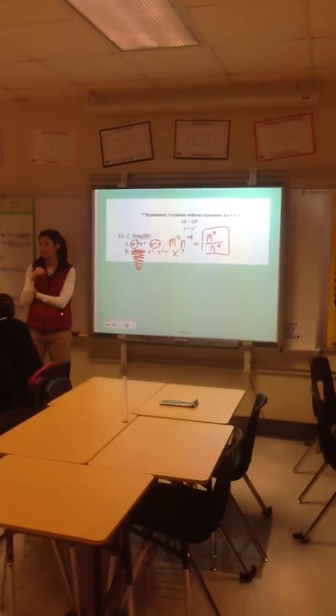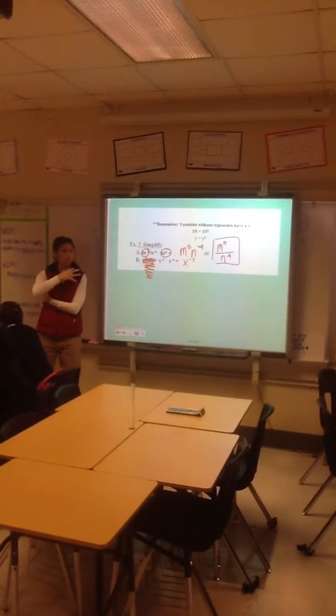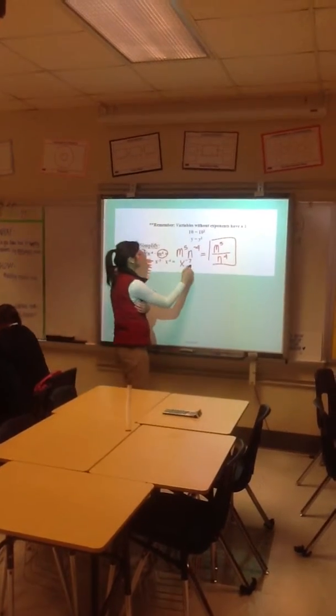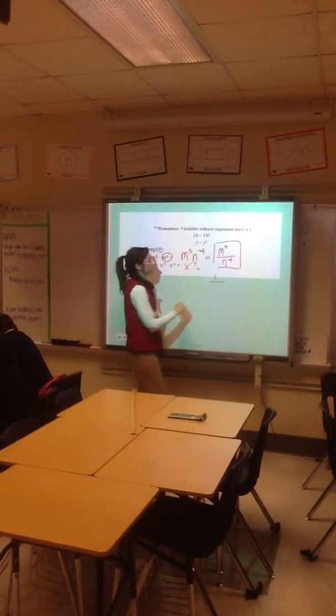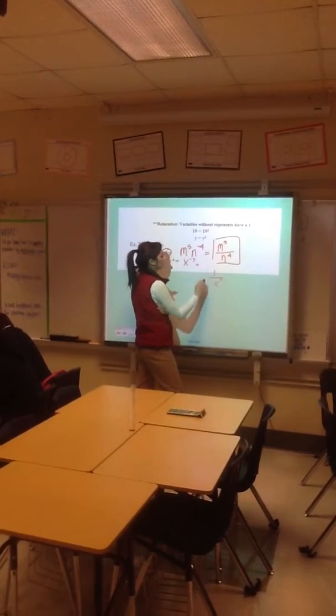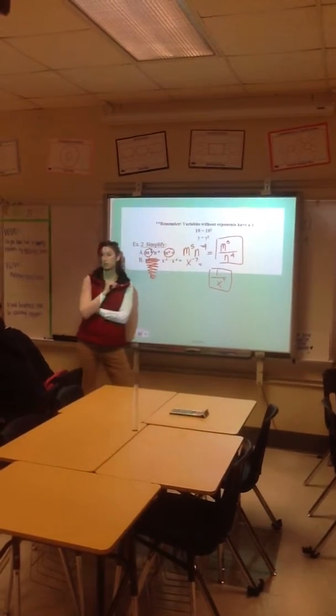Okay? Is that the way that I write my answer? No. What do I have to do with a negative? Put it in the bottom. So what number goes on top? 1. So we have 1 over X to the power of 7. How do you feel? Good.